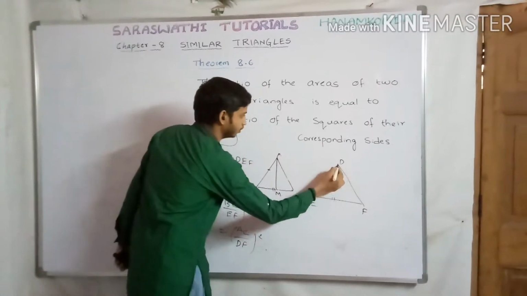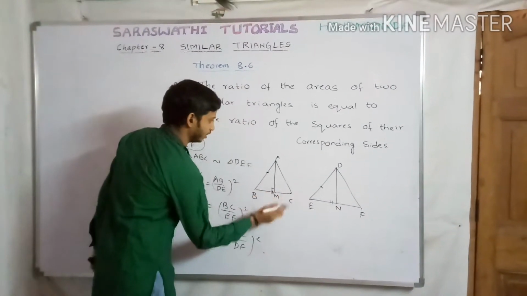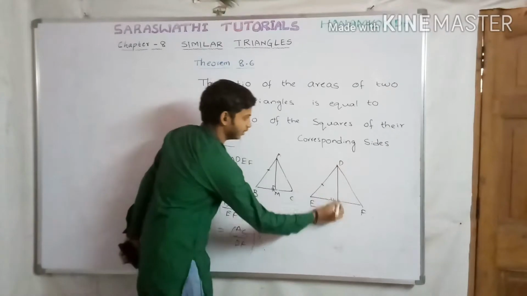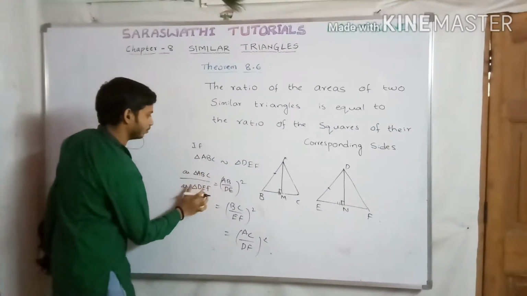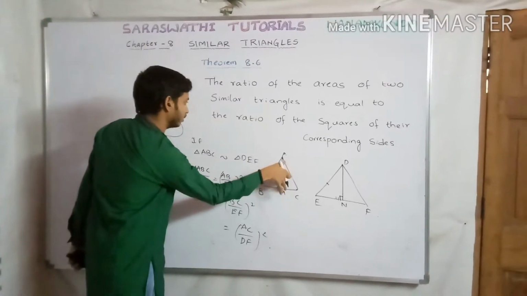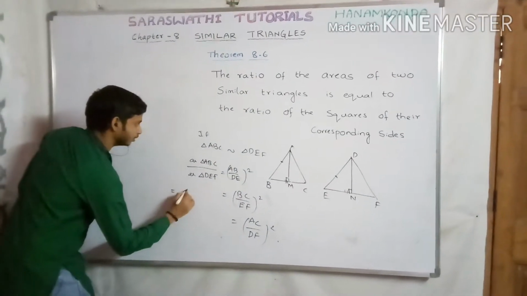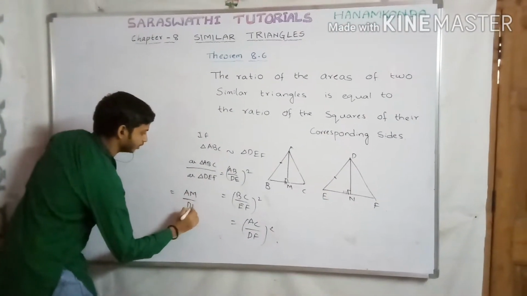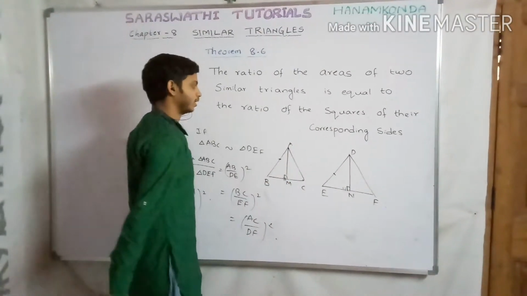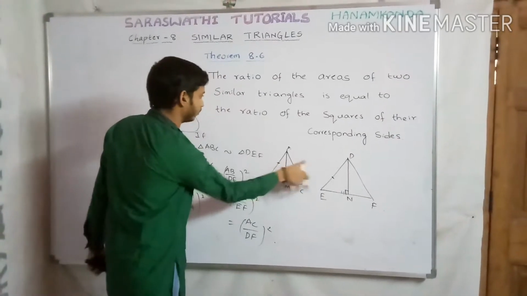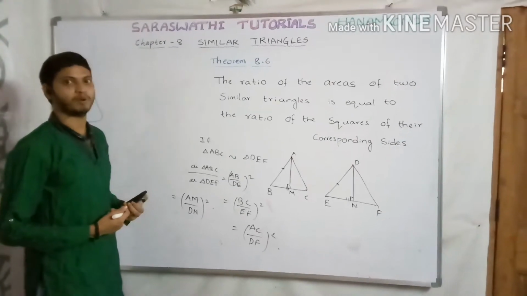Again, if we consider AM and DN as altitudes, so AM is the height of triangle ABC and DN is the height of triangle DEF. Again, the ratio of areas of two similar triangles we may write as the square of the ratio of their corresponding altitudes, that may be equal to (AM by DN) square. So the ratio of areas of two similar triangles can also be written as the square of the ratio of their corresponding altitudes. Now let us start the exercise 8.3.